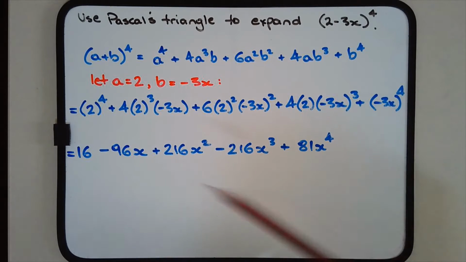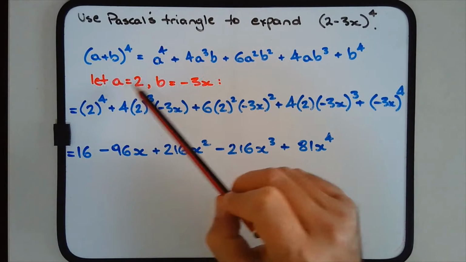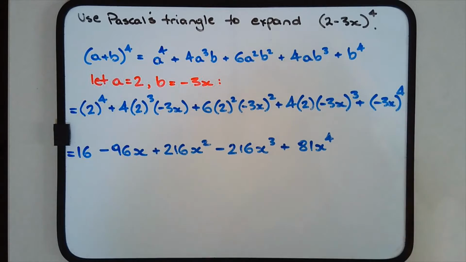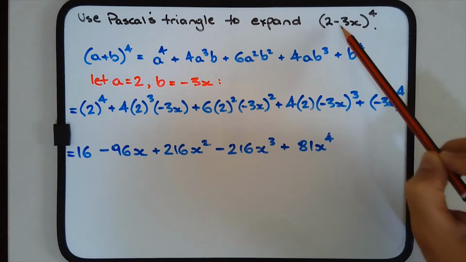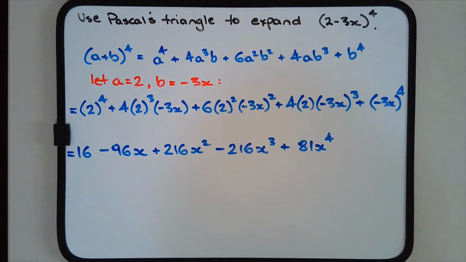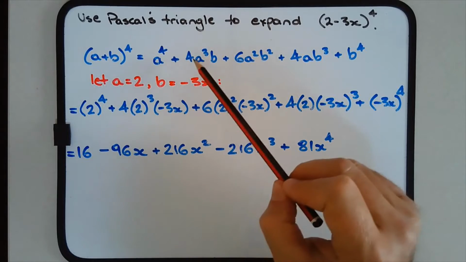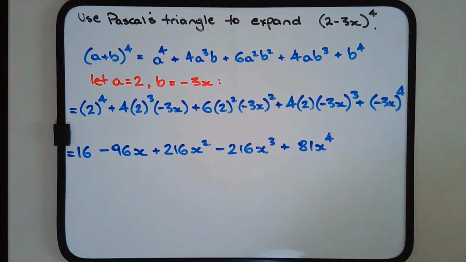Next, we can substitute values for a and b. Now, in this case, a equals 2, so that's this term here, and b equals negative 3x, so that's the second term of the binomial. So we'll substitute these two values for a and b in this expansion, and then just evaluate it and simplify it.